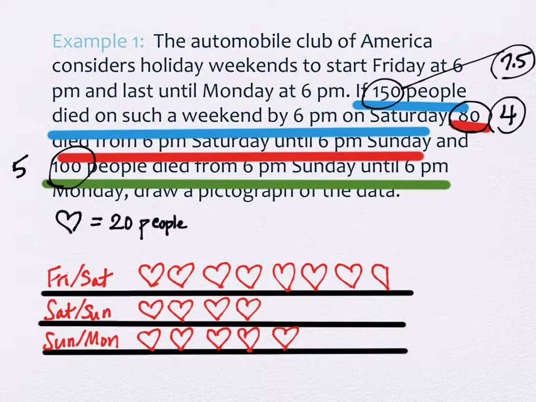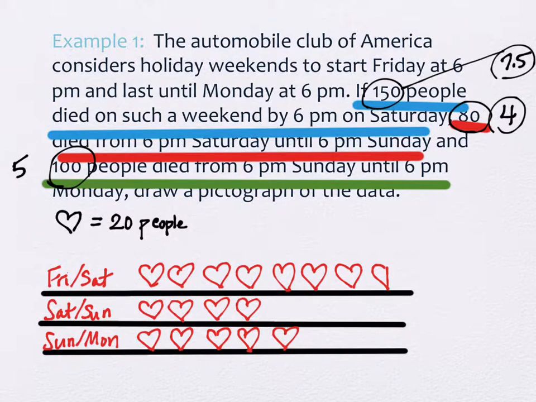Okay, so there's a couple of things you have to be careful to do. We've already done one of them. You need a key telling what those hearts mean. And I did it, right? I wrote down heart equals 20 people. So you definitely have to have that no matter what you did. And if you'd wanted your heart to equal 10 people, that'd be great. Your heart would just say heart equals 10 people and you'd have more images than I do.